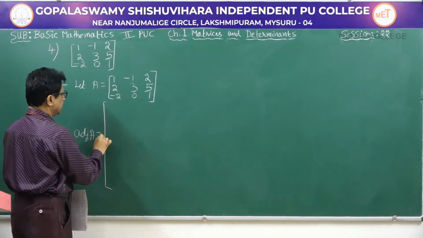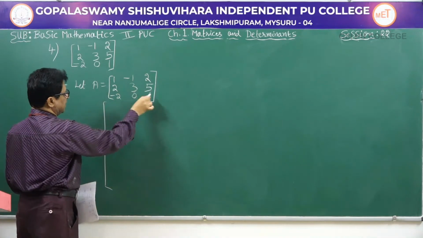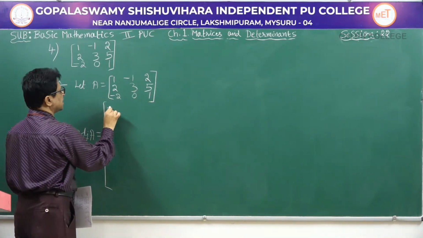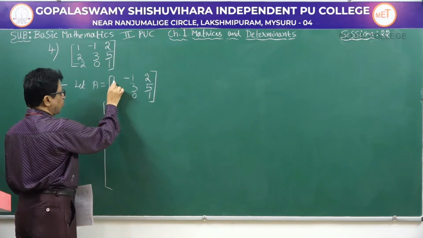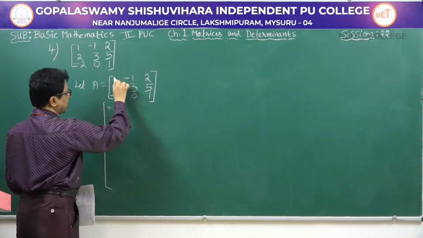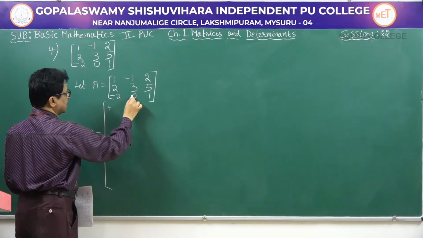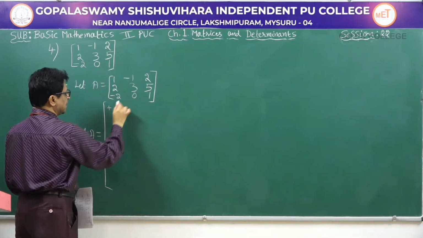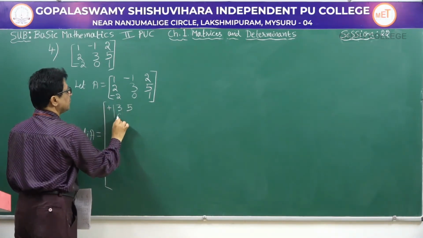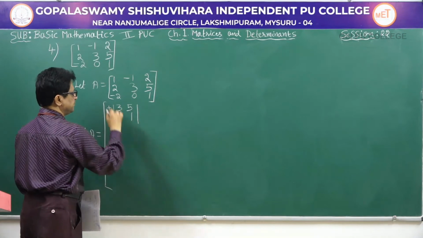so let us find the cofactor of every element. Let us first find the cofactor of 1. First we shall write the sign plus. 1 lies in the first row, first column. We eliminate the first row and first column and take the determinant of the remaining elements. That is determinant of 3, 5, 0, 1.